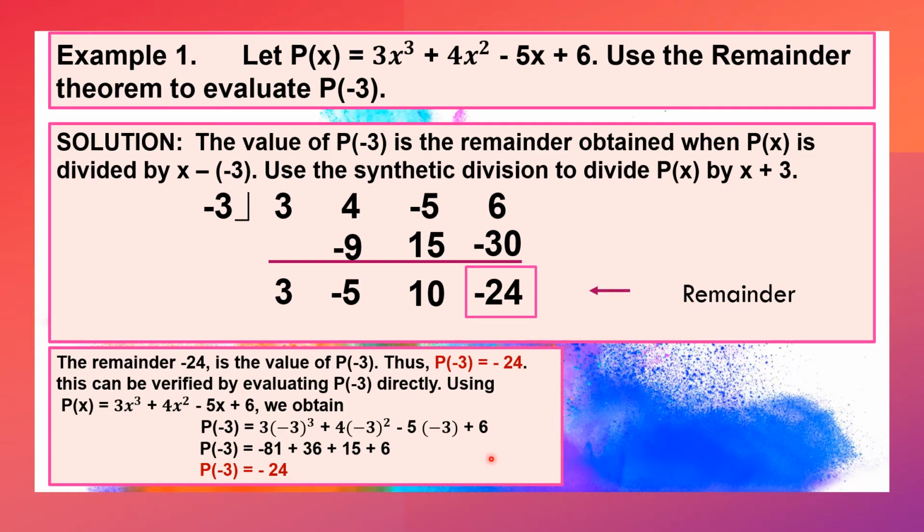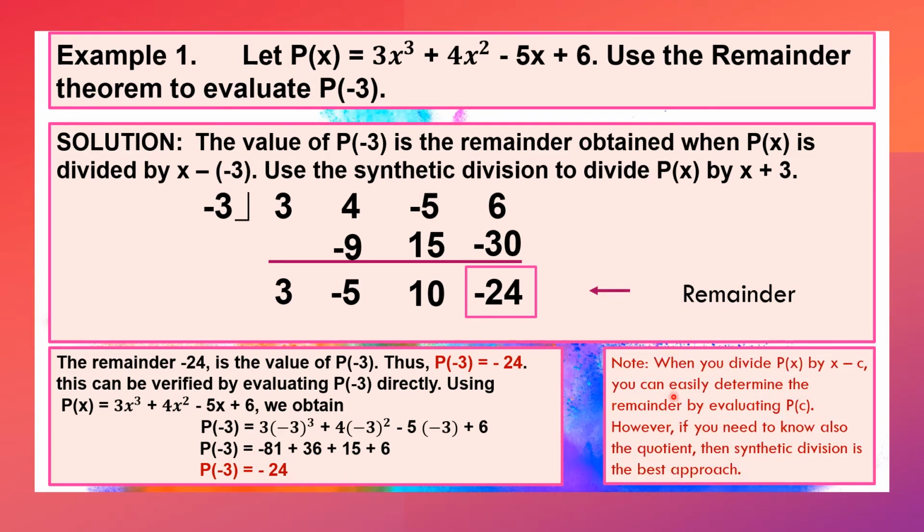Note, when you divide p of x by x minus c, you can easily determine the remainder by evaluating p of c. However, if you need to know also the quotient, then synthetic division is the best approach.